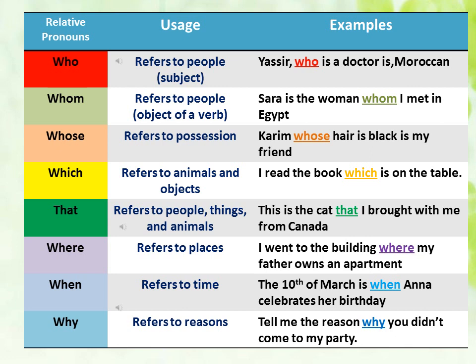Sarah is the woman whom I met in Egypt. To know what to use, we say: I meet whom? I meet Sarah. So here, whom comes as an object.